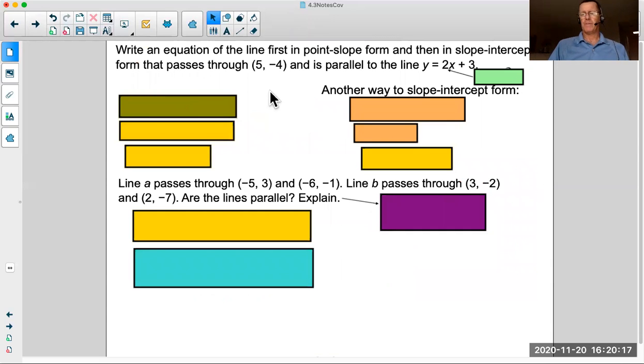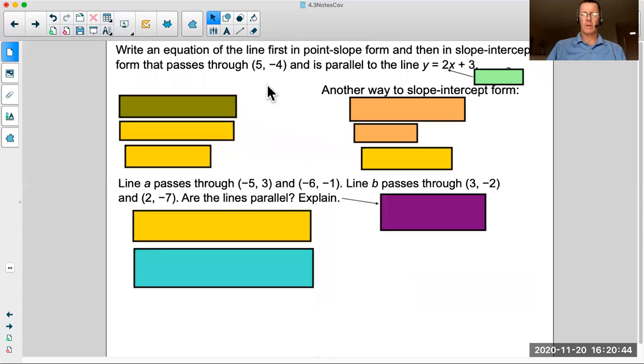Okay, so here I want you to write an equation of the line first in point slope form, and then I want you to transform it into slope intercept form that passes through (5, -4) and is parallel to the line y equals 2x plus 3. Well, as we know, we got to have two things in order to graph a line. You got to have a point and you got to have a slope, okay?